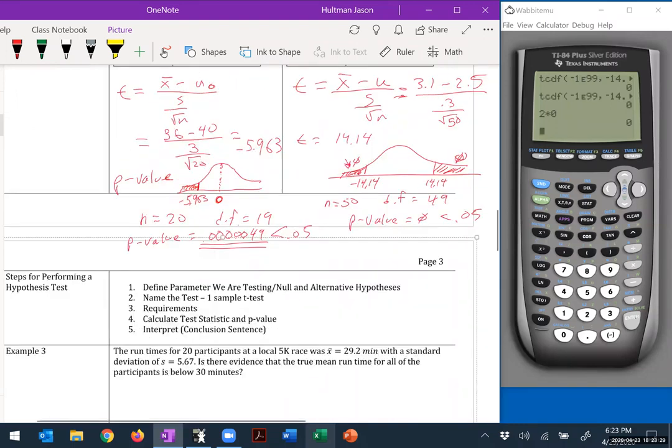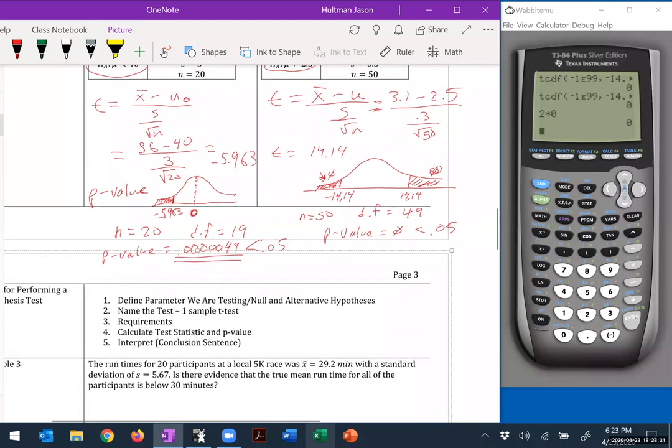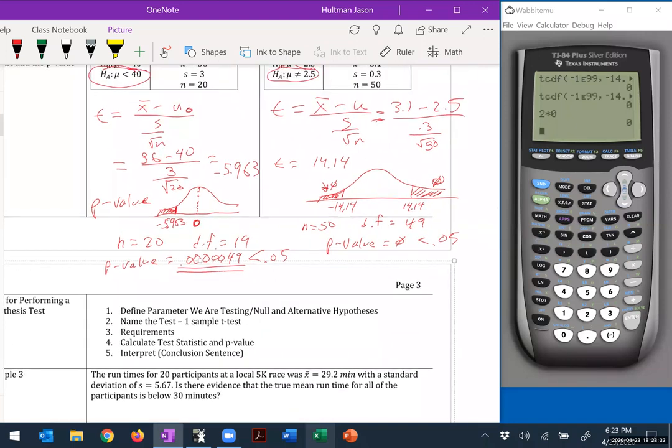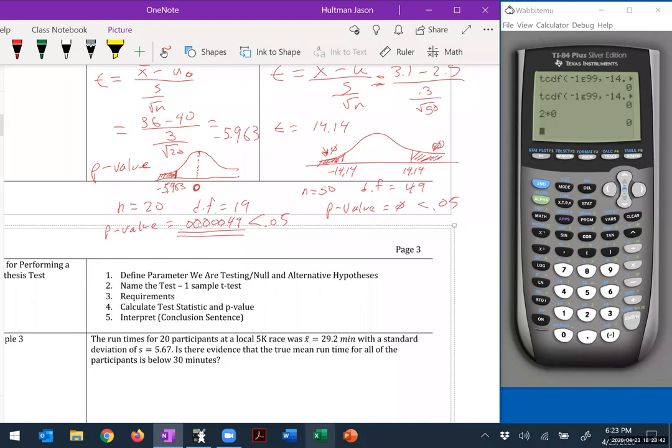Okay, how would we do the t-test on the calculator without having to run any of these statistics on our own? If we want to do a t-test on the calculator, it's a one sample t-test, or just called on the calculator, t-test.